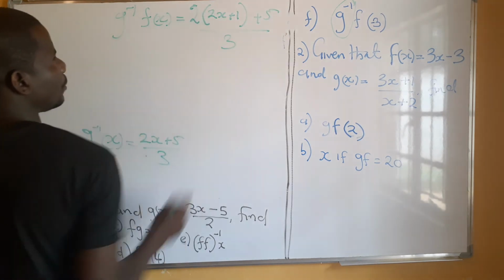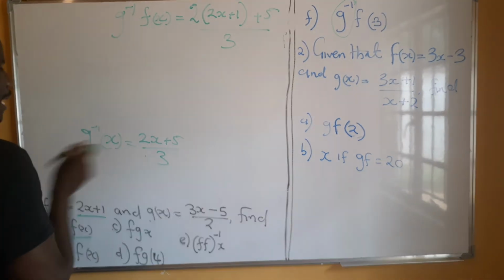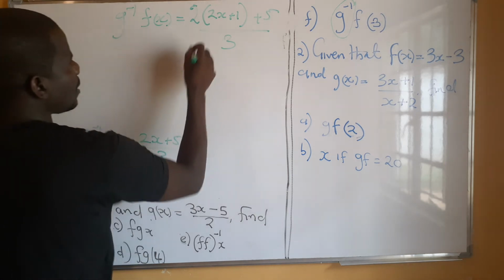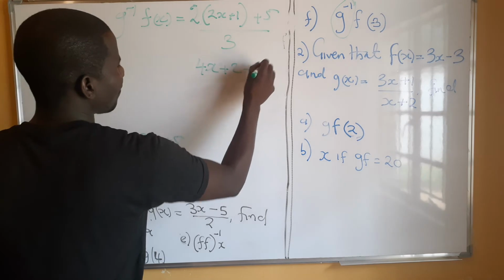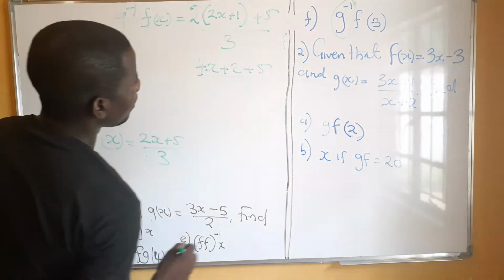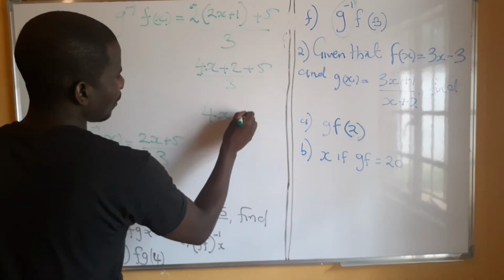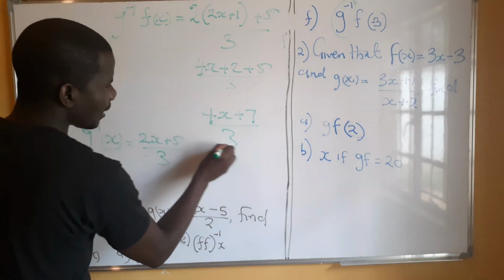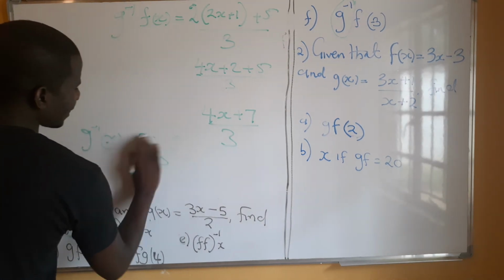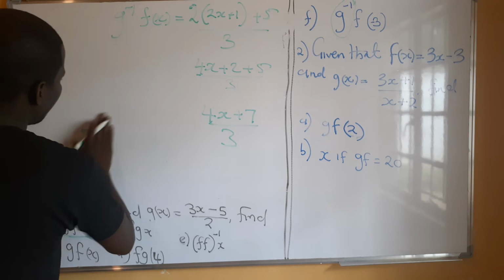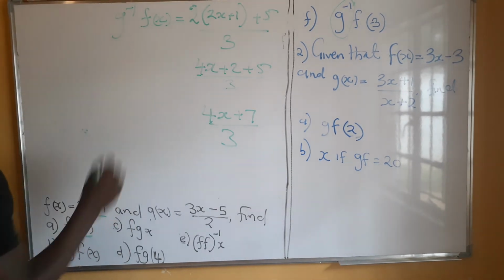Okay, so then we simplify. This is going to give us 4x plus 2 plus 5 over 3. So we have 4x plus 7 over 3. So this has given us this function. Now, we want to bring in the 3, which is negative 3, I mean.